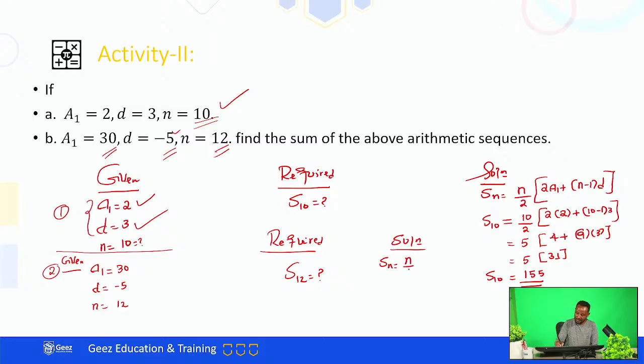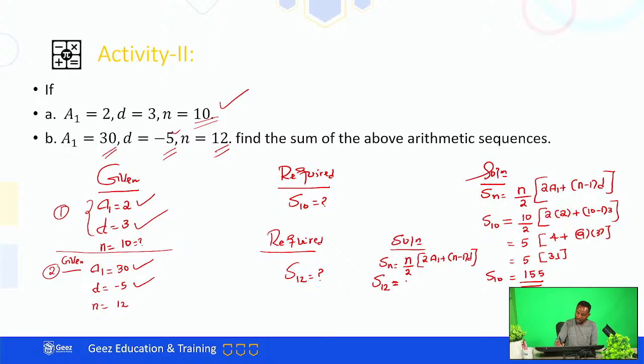S is n over 2 into twice of the first term plus n minus 1 multiplied by d. The formula. Why we use this formula? I have told you already. I'm not going to repeat it anymore. Okay? So what is the question? S12. The sum of the first 12 terms of an arithmetic sequence given the information. First term is 30. Common difference is minus 5.